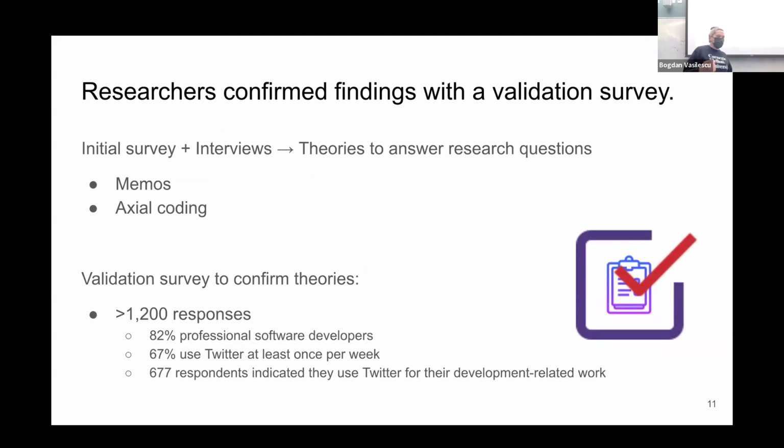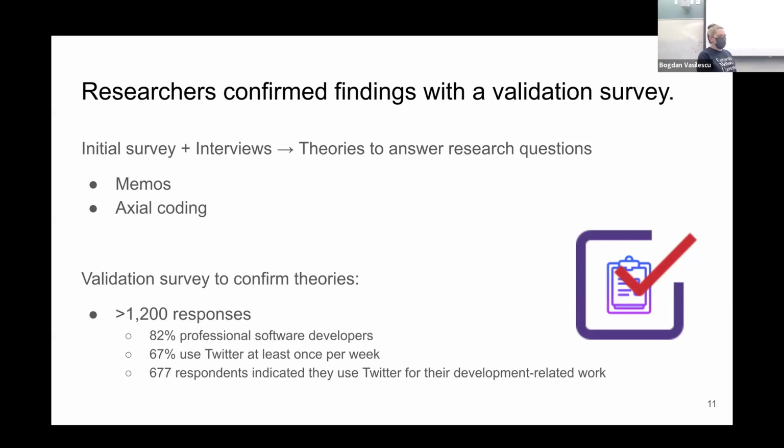Anyway, at that point, they took the data from the initial exploratory survey and the interviews, and they went through and answered their questions. When they were analyzing the data, they used memos and did a lot of comparisons between different people's feedback, and then axial coding to generalize the answers into different categories. They did that to answer their research questions, and then sent out a validation survey to confirm their theories. They got over 1,200 responses.